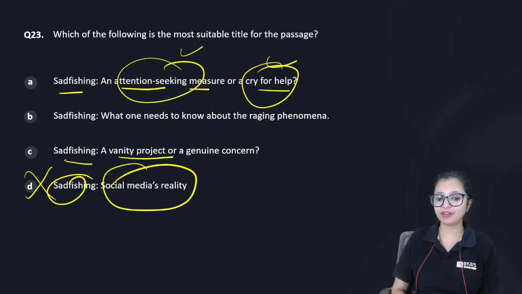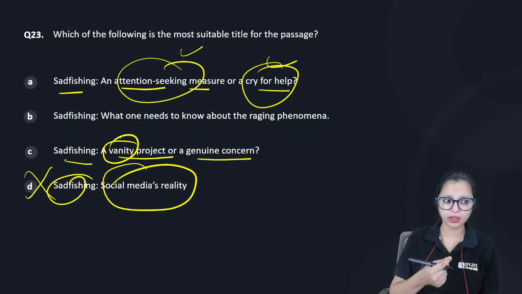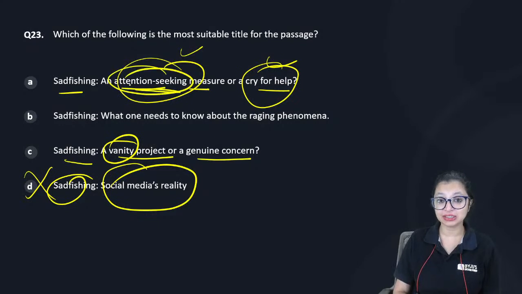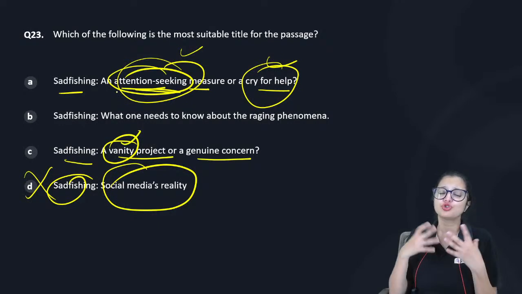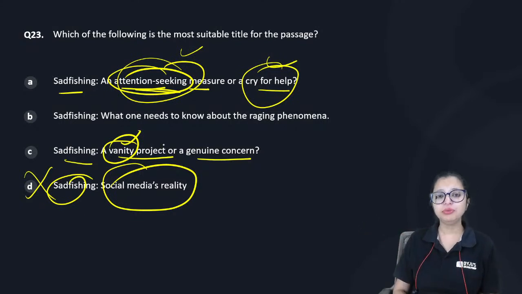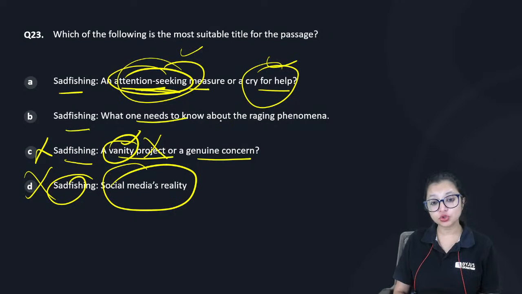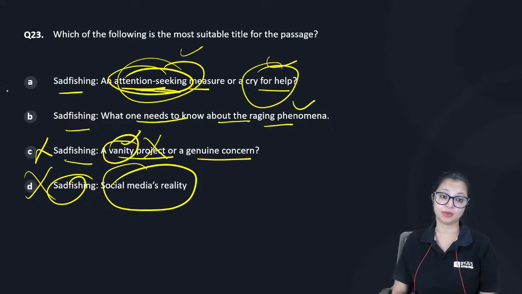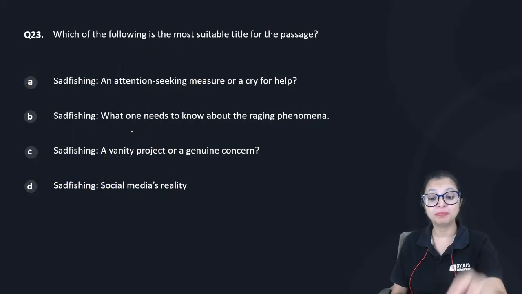Eliminated. Sad fishing, a vanity project or genuine concern. Now, vanity project is a pretty generic word. Rather, the passage uses exactly these terms. Vanity project is just showing things as beautiful, to beautify. It's not to beautify, it's to gain attention. Eliminated. B says sad fishing, what one needs to know about the raging phenomena. Yes, we need to know it. But where are its two types? The passage focused a lot on both types, it focused on them across two pages. Correct answer A. It's a bigger picture.